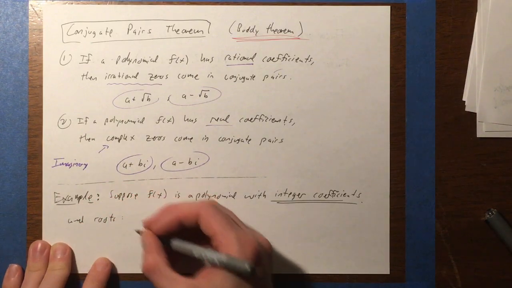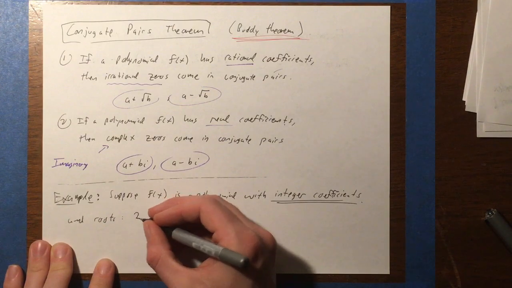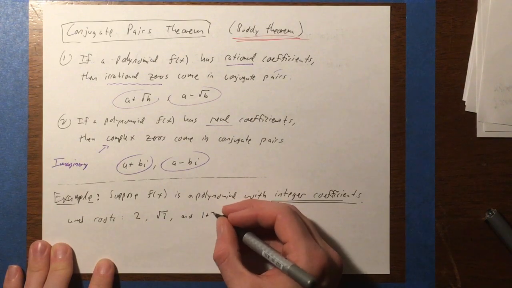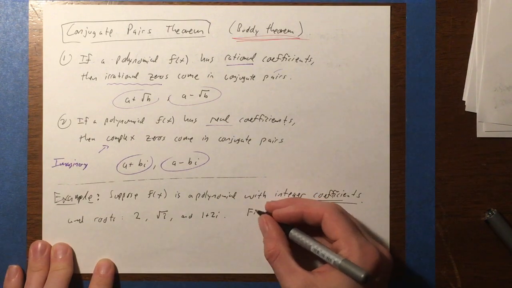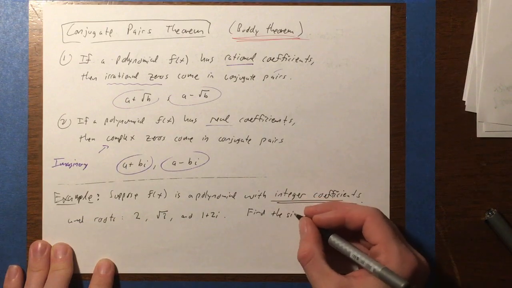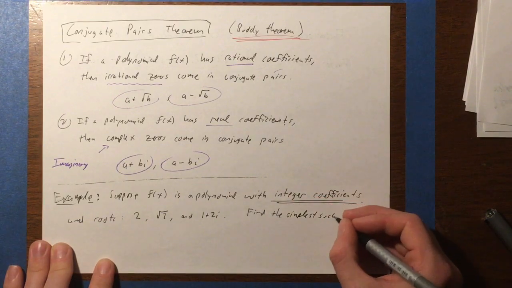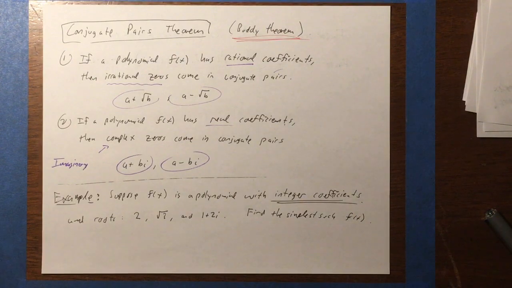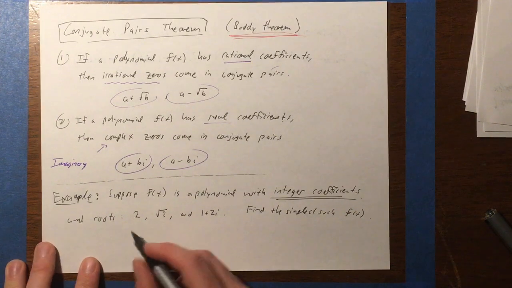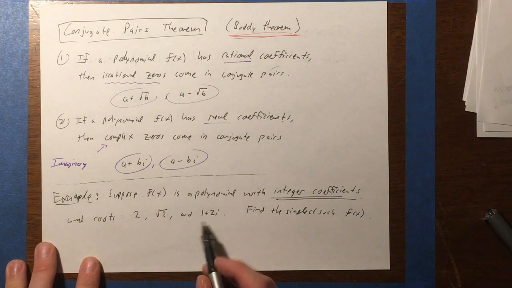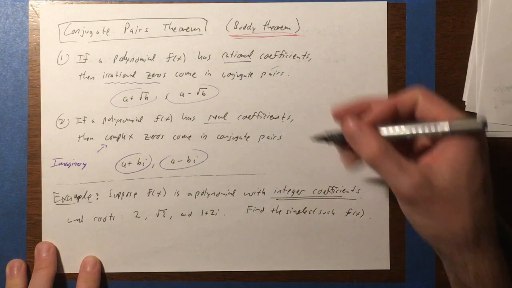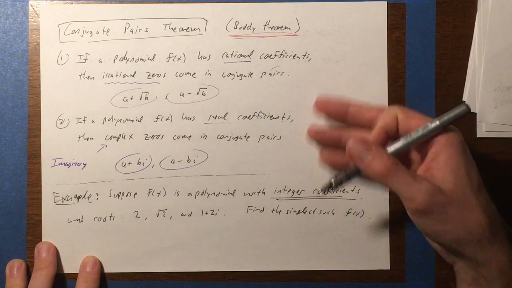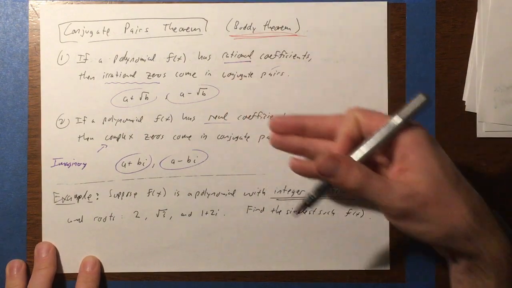it has some roots. Let's say you know it has roots 2, square root of 3, and 1 plus 2i. We're going to find the simplest such function, f of x. The simplest function f of x could possibly be. So, since we know that these three numbers are zeros, and since we know that the coefficients are integers, both versions of the conjugate pairs theorem here have to apply, because integers count as both rational and real numbers.